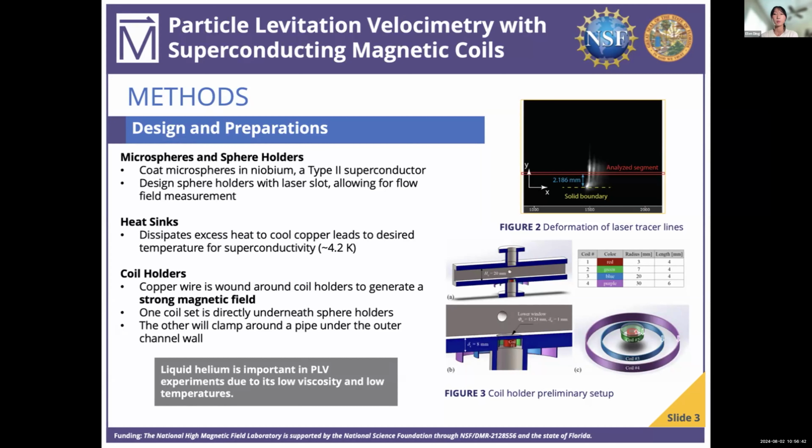Copper wire is wound around two sets of coil holders to generate a very strong magnetic field. One coil set will be placed directly under the sphere holders, sets 1 and 2 in this image, and the other set will clamp around a pipe underneath the outer channel wall shown right here.